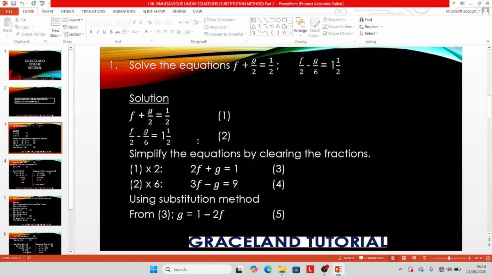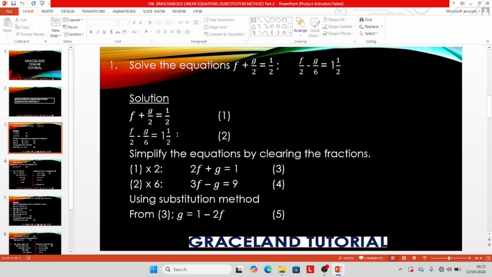Now, in equation 2, to clear the fractions, the LCM here is 6. Therefore, we clear the fractions by multiplying equation 2 by 6. Now, f over 2 times 6: 2 cancels 2 in 6 is 3. So 3 times f will give us 3f. Minus g over 6 times 6, 6 cancels 6. We are left with minus g.